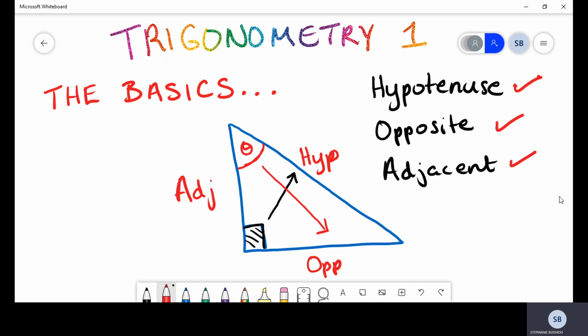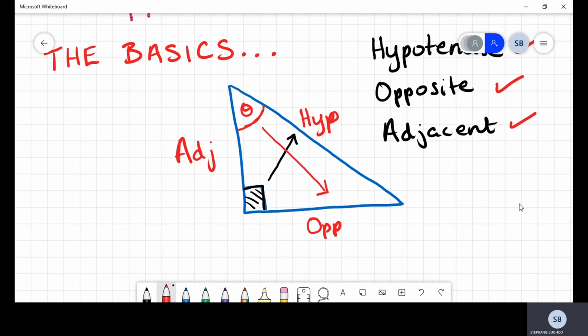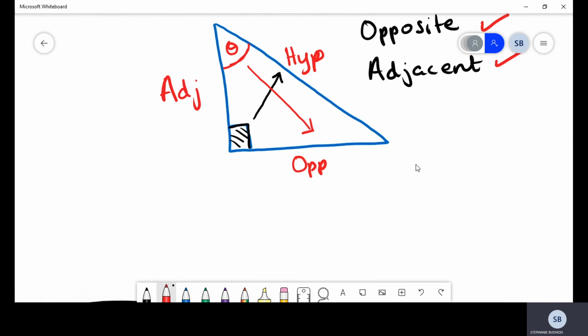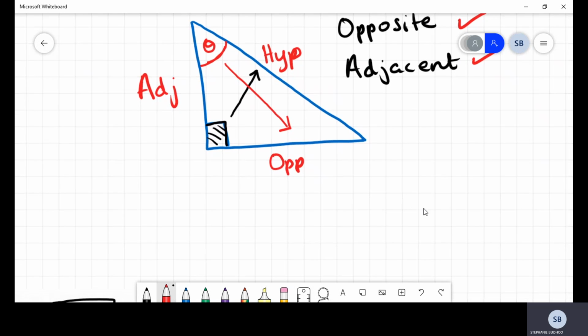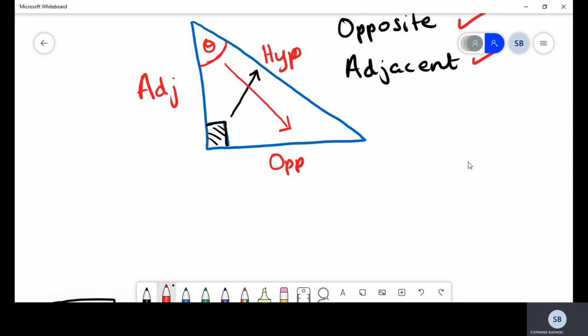So I showed you an example where we had theta at the top. What if we had theta at the bottom? Would it affect the names of our sides? Well, let's see. So what I'm going to do here is I'm going to draw a second triangle, just a tinier one. Okay, and I am going to input my right angle. And this time, I am going to include my angle theta at the bottom there.